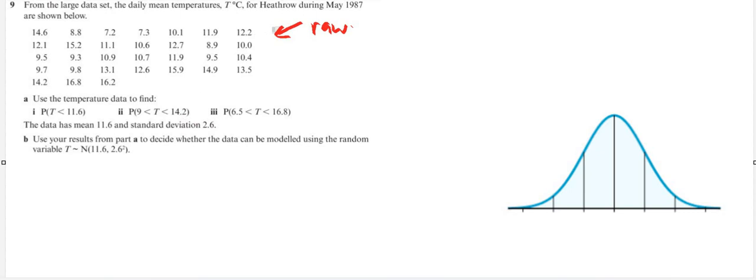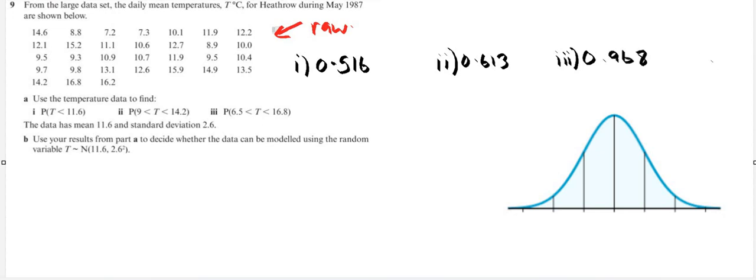Right, now if you do that, we will find that the first one, I, is 0.516. We'll find that II is 0.613, and we'll find that III is equal to 0.968. Okay, so that's 3 marks, and that's our first thing, just using our calculators.